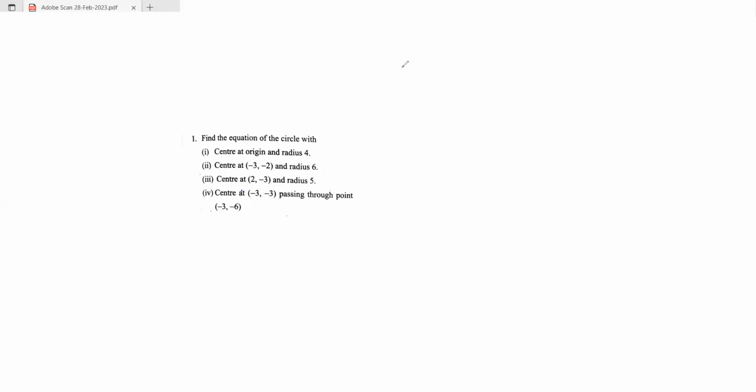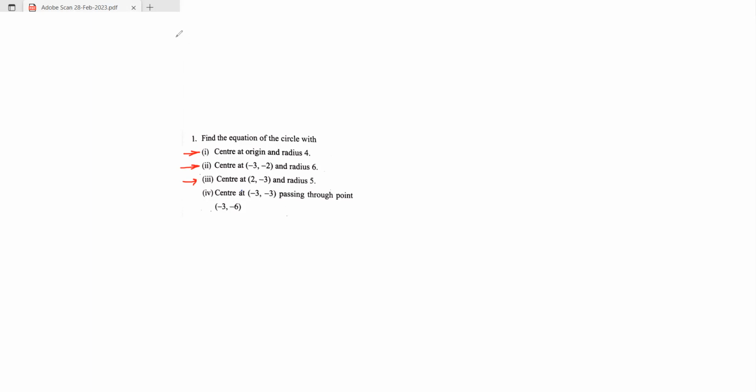Okay, so students, let us solve problems here. Look at this question. It says find the equation of circle with center at origin, radius 4. This you will solve in standard form. Center at -3, -2 and radius 6. Here you will write the equation of circle in center radius form. Center at 2, -3 and radius 5. Here also you will write the equation in center radius form.